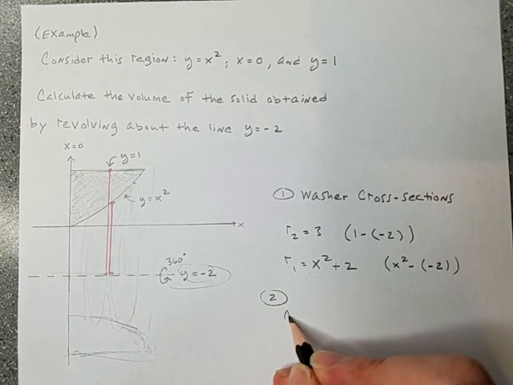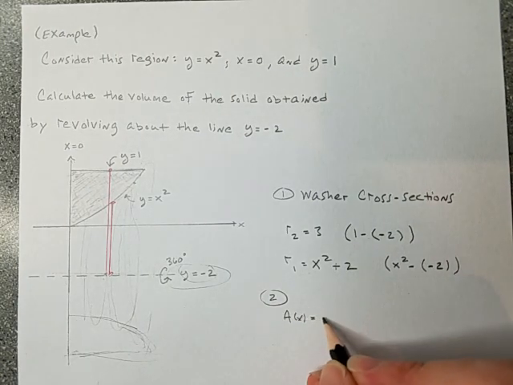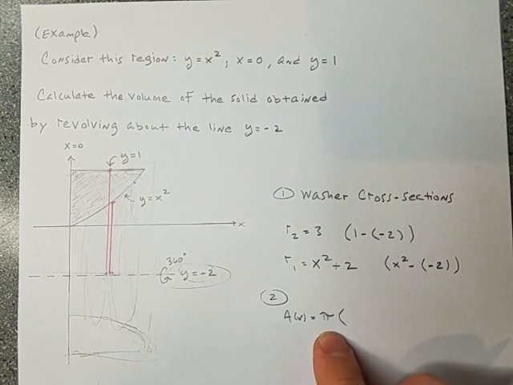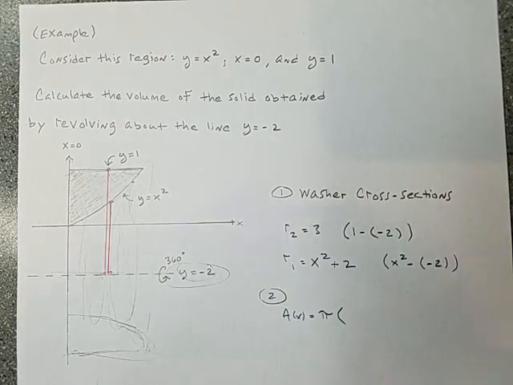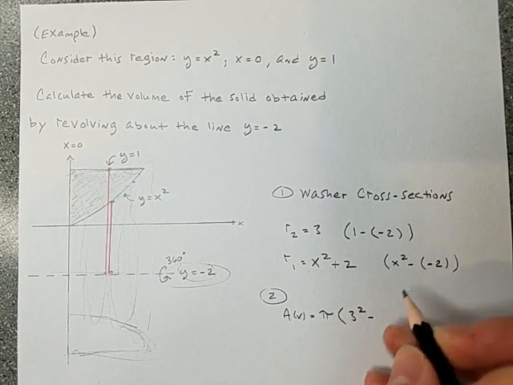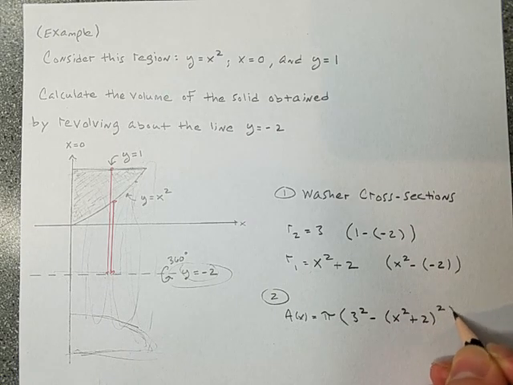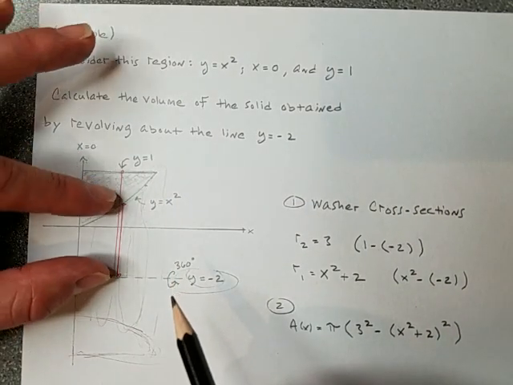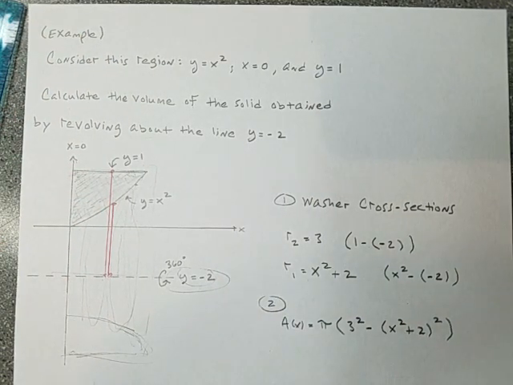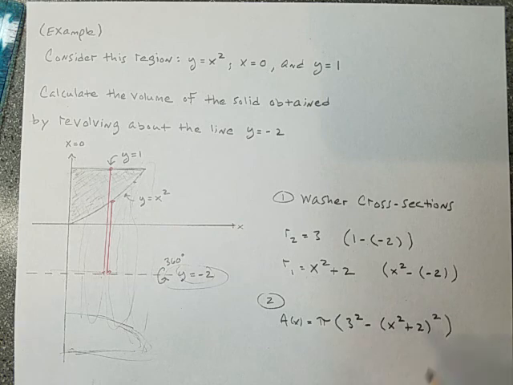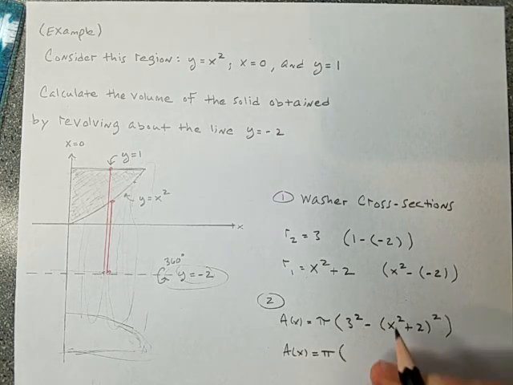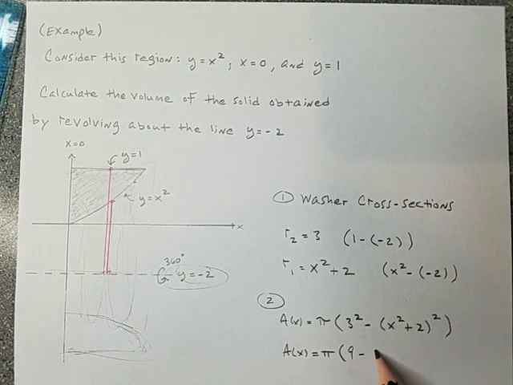Second thing, I can tell you the area of any cross section because the area of a washer is pi times the outer radius squared minus the inner radius squared. On my picture, you see the outer and inner radius each marked, okay? All right, so let's do a little simplifying on that to make it easier to work with in the next step. So I see pi, so I get 9 minus x to the 4th minus 4x squared minus 4.